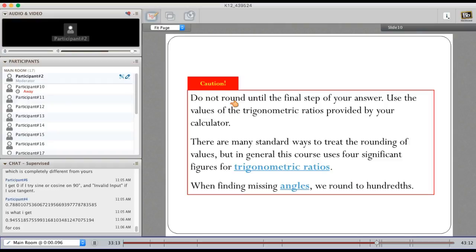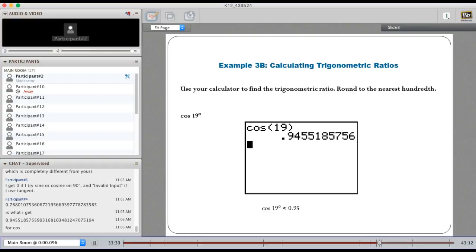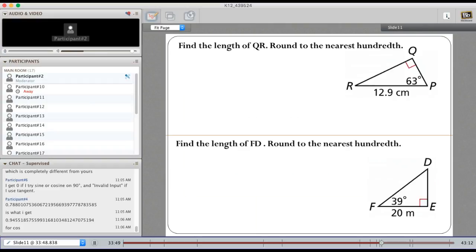Okay, caution to you, do not round until the final step of your answer. If you need to write it out on paper, at the most, only round to the 4th decimal place. So for example, if we go back to here, if you can keep all of those, that would be great. At the most, do 0.9455 until you are at your final answer, because you'll get errors if you round more than that. So just don't round too much with these questions until you have the final answer.